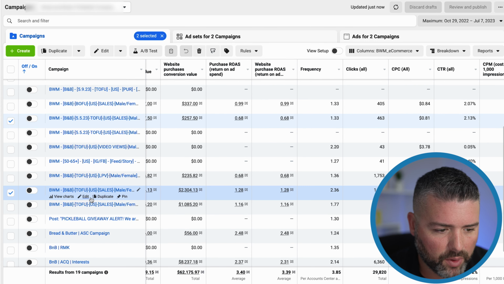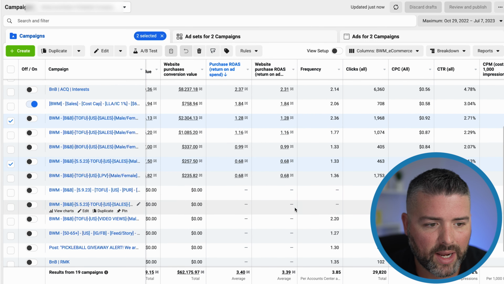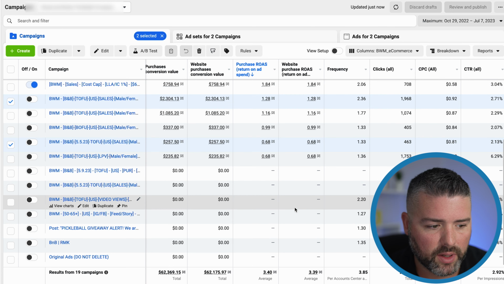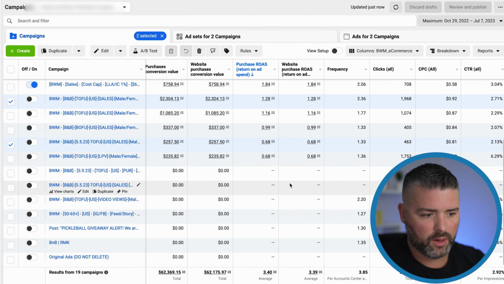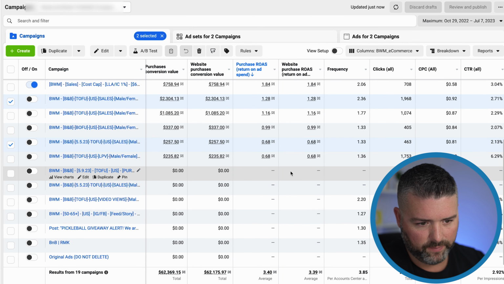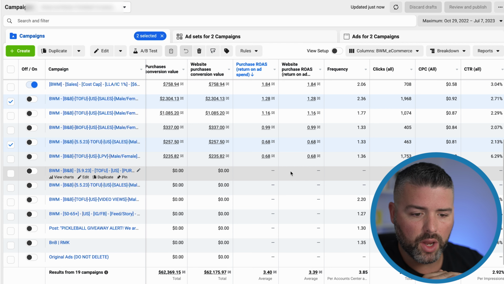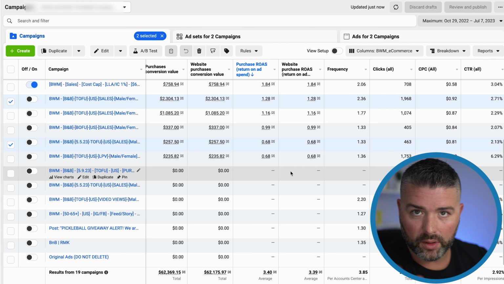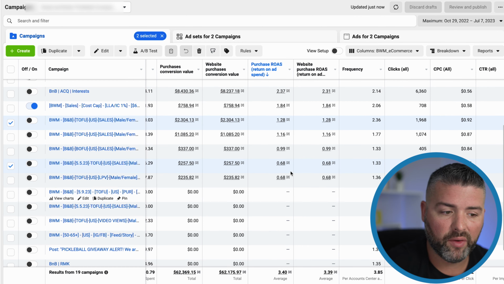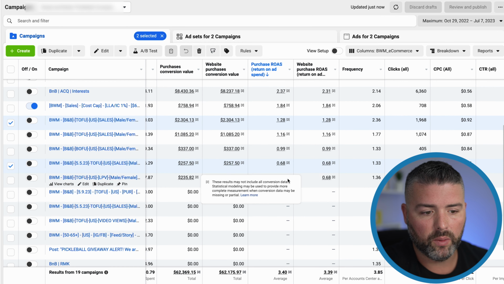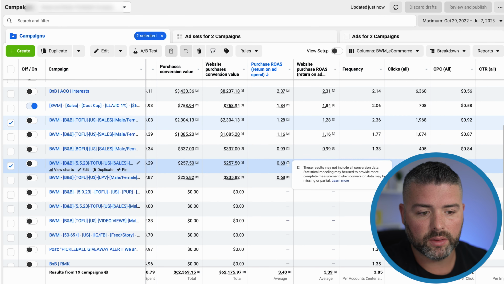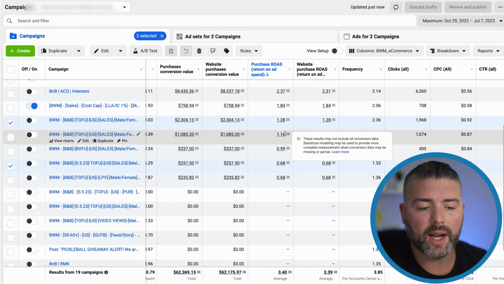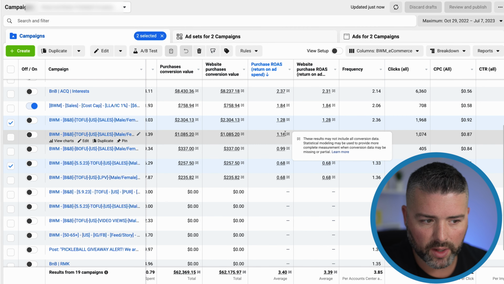Going through, we can now sort by ROAS, and you can see we had 1, 2, 3, 4 campaigns with no purchases. Turn those all off. From there, we started getting negative ROAS, 0.68, 0.68, 0.99. Now we're at a break-even ROAS.